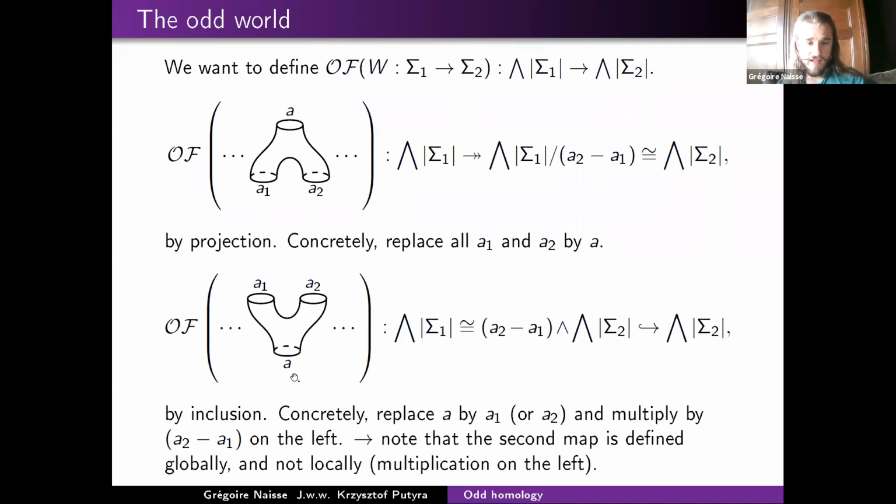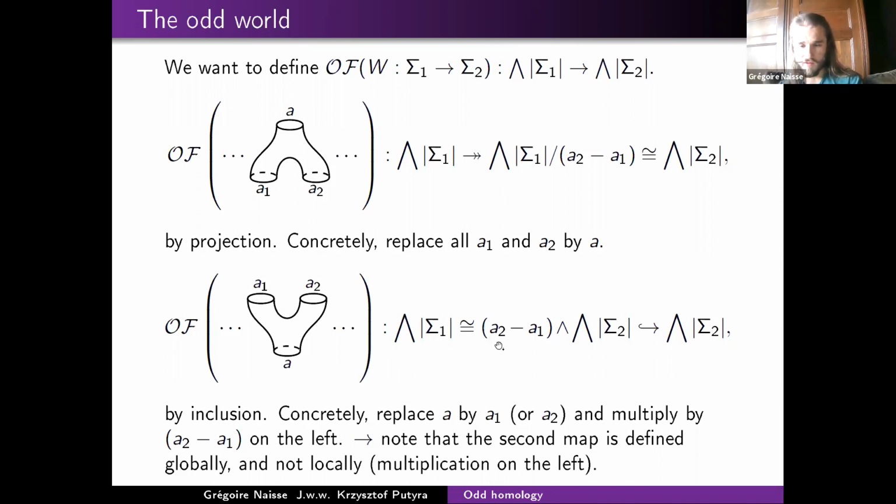And then we can look at a split. So now for the split, what we observe is that there is an isomorphism between this exterior algebra, where you have one less variable, and this guy here, which is you take your element in this exterior algebra and you somehow multiply on the left by this element.